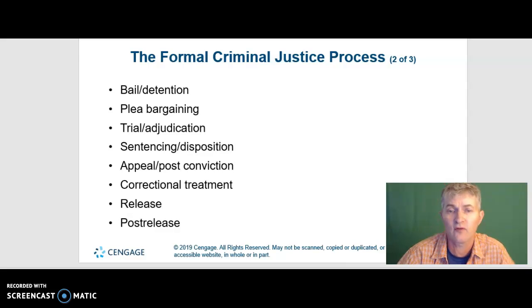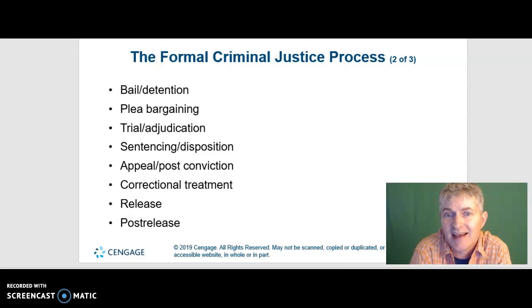Trial adjudication, another formal process wherein the prosecutor presents the evidence and attempts to remove reasonable doubt of the defendant's guilt. This is an adversarial process where the defense attorney is of course expected to refute the prosecuting attorney's evidence, and both parties are working against each other. That leads us into sentencing and disposition. So if convicted, the offender is sentenced to pay a fine or a term of imprisonment or probation.